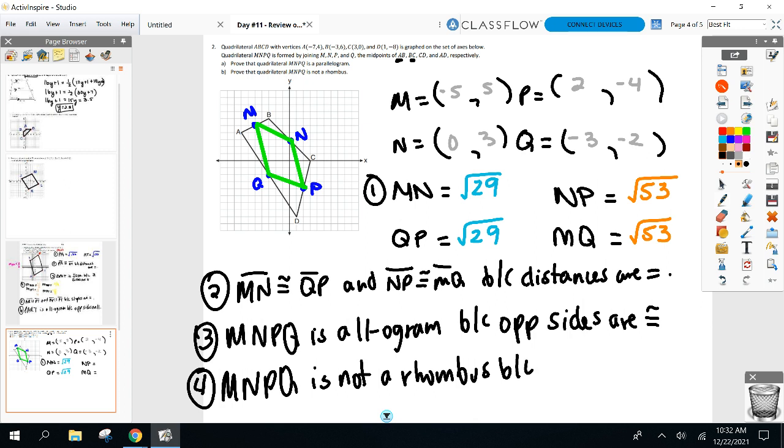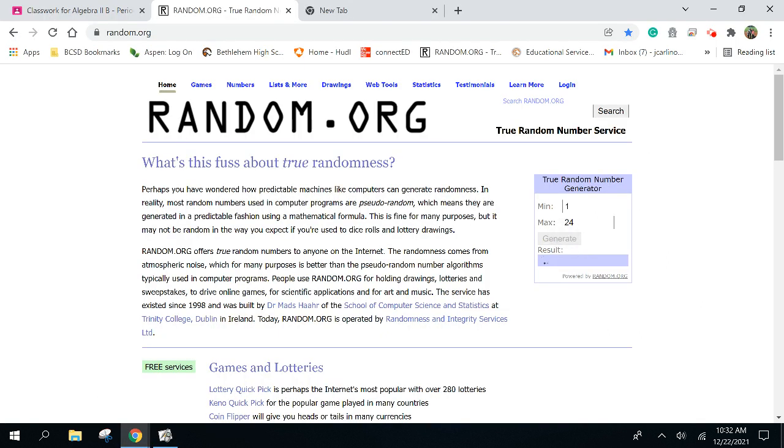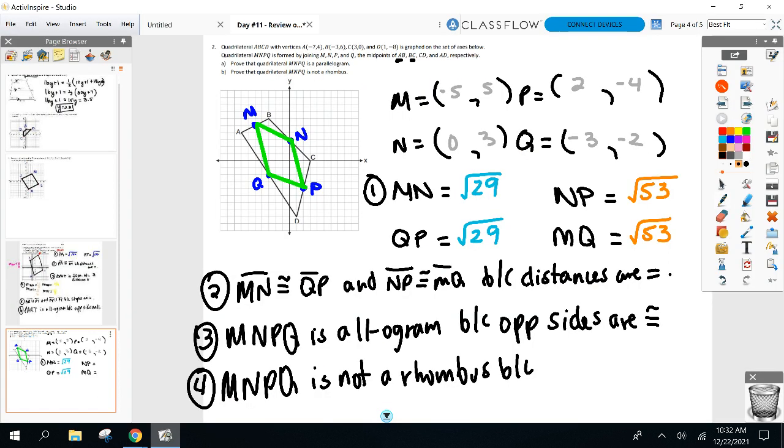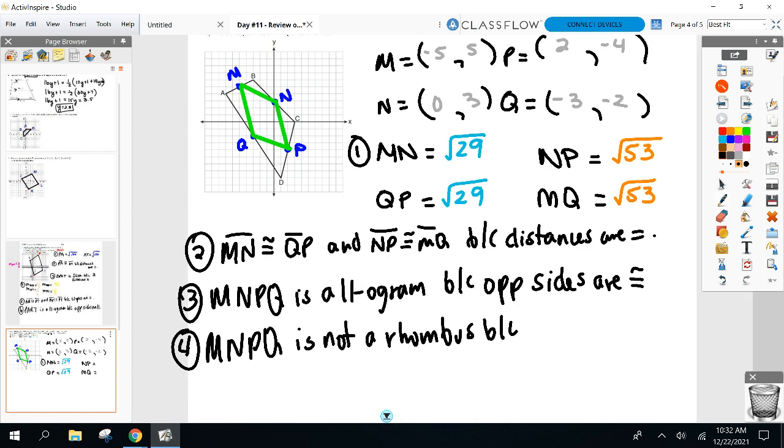And let me know why. Why is it not a rhombus? 20, why is this not a rhombus? Sides are parallel. No, all sides aren't congruent. You can thank your group for that. All sides are not congruent. Just remember the test isn't going to be a group test, though.